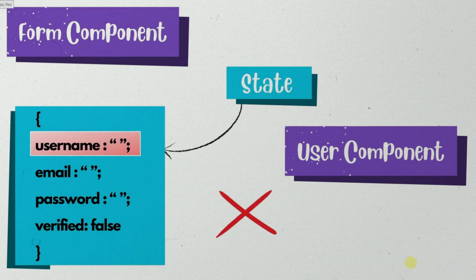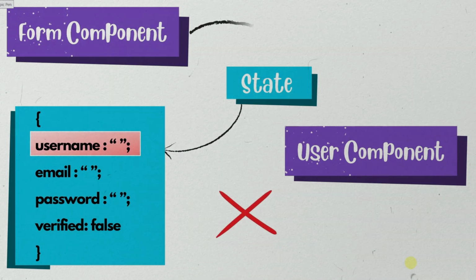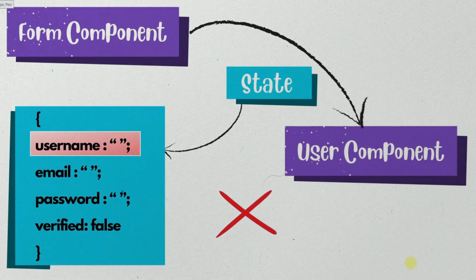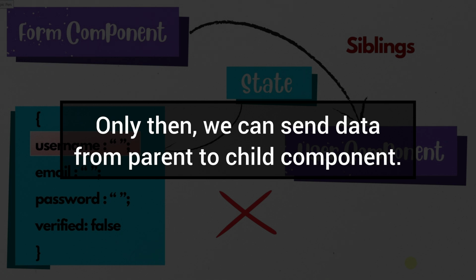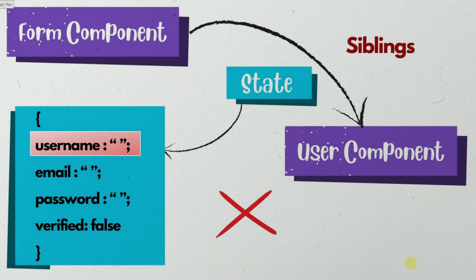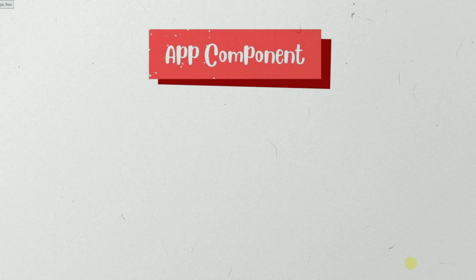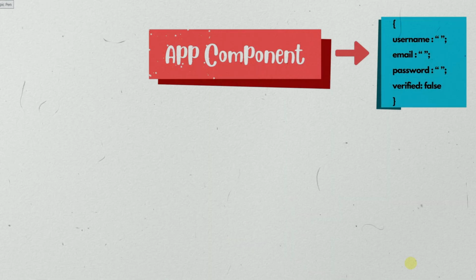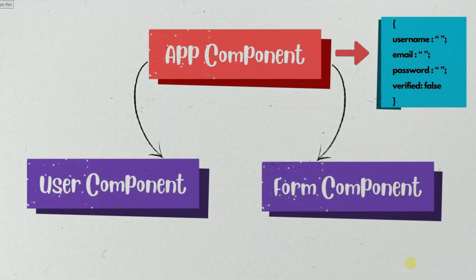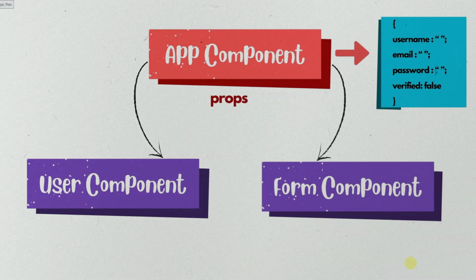Now the problem is I cannot send the data from the form component to the user component because they are sibling components. And whenever we want to send any data from one component to another, that component has to be a parent component. Only then can we send data from parent component to child component. So in this case, we will pass the entire state of the form inside our app component. And later on, this data can be passed both to the user component and the form component using the concept of props.